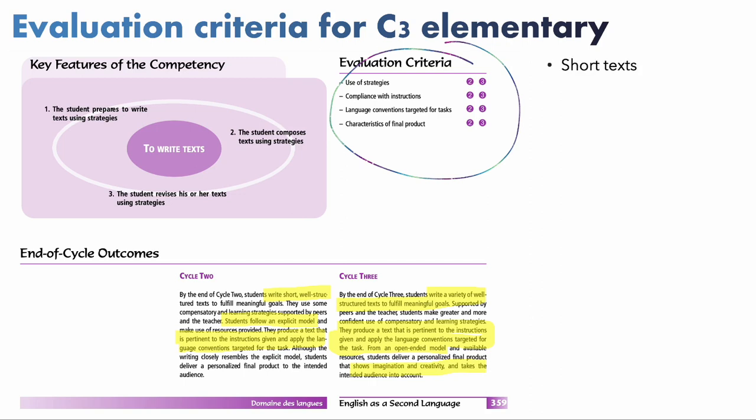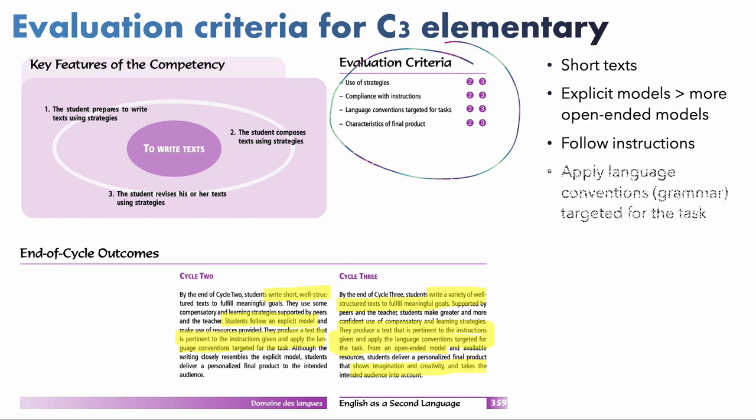Okay, so here's the key, that they're doing short texts, that they really start with explicit models, so the teacher will show them exactly what to do, and at the beginning, students will even copy word for word, and maybe you move towards filling in the blanks, so things like Mad Libs, if you're familiar with that. They can follow instructions. Again, language conventions that are targeted for the task, and they're starting to show more imagination and creativity as they get more and more comfortable writing in English. So they start to add in their own words and their own silly thoughts and stuff.